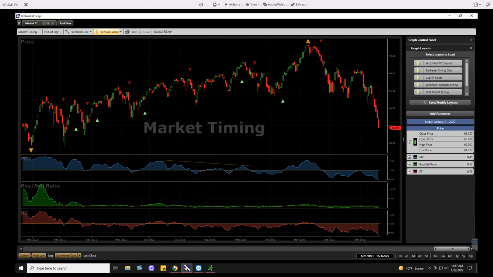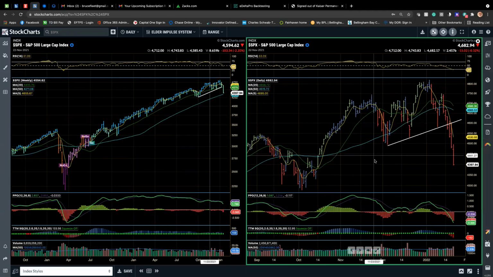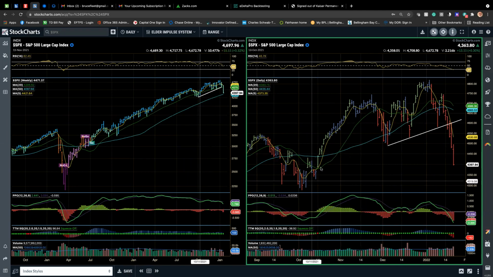One other thing I want to show you that I showed a client just the other day, and he liked this look. This is another tool that I use, and this is from stockcharts.com, and this is the S&P 500. And on the right side panel, what you're looking at is daily bars. So each bar represents one day. And on the left side panel, you're looking at the same thing, the S&P 500, but each bar is 1 week or 5 trading days.